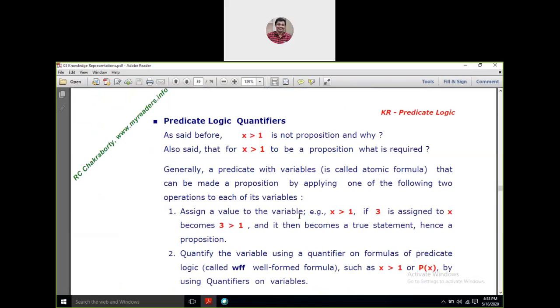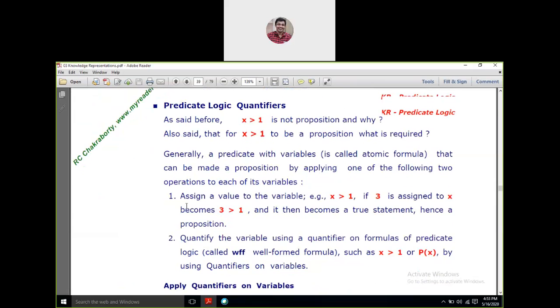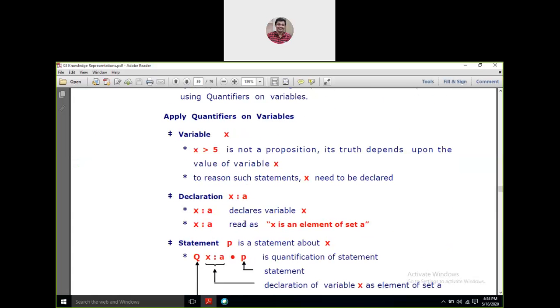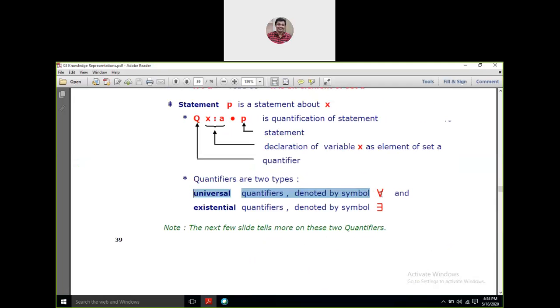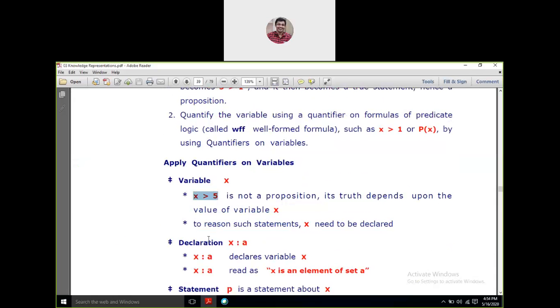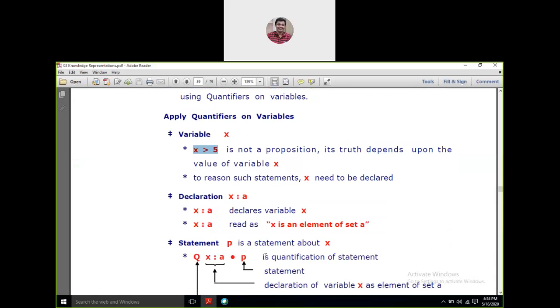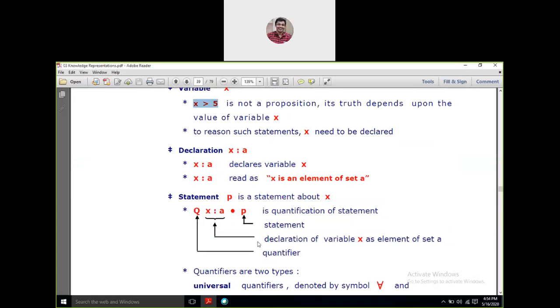Now, predicate logic quantifiers, you have already gone through all these things. We have well-formed formulas, and those well-formed formulas have certain logical quantifiers. There are two kinds of logical quantifiers in any WFF, that is, well-formed formula, and we already know them. They are the universal quantifier and the existential quantifier, right? So in this case, x greater than 5 cannot be a proposition because we don't know the value of x here. In the declaration part, that means how we used to say for all x, where x is something, that is the statement associated with it.